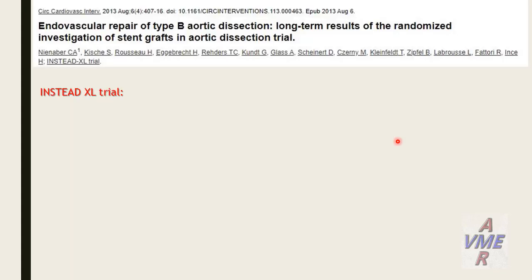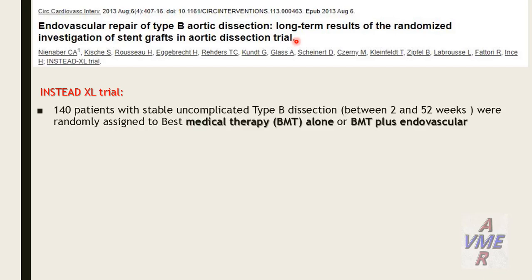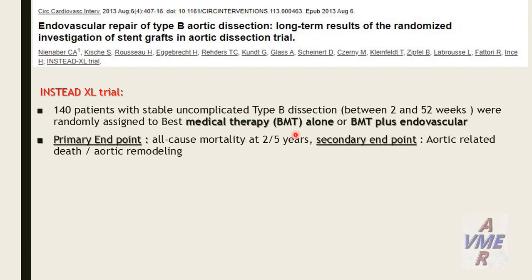Here we have a very famous trial, the INSTEAD-XL trial: Endovascular repair of type B aortic dissection, long-term results of the randomized investigation of stent grafts in aortic dissection trial. In this trial, 140 patients with stable, uncomplicated type B dissection between 2 to 52 weeks were randomly assigned to best medical therapy alone or best medical therapy plus endovascular repair. The primary endpoint is all-cause mortality at 2 years and 5 years. The secondary endpoints are aortic-related death and aortic remodeling.